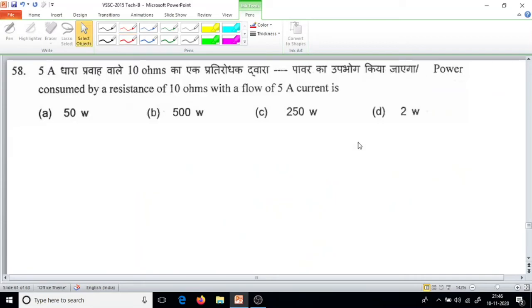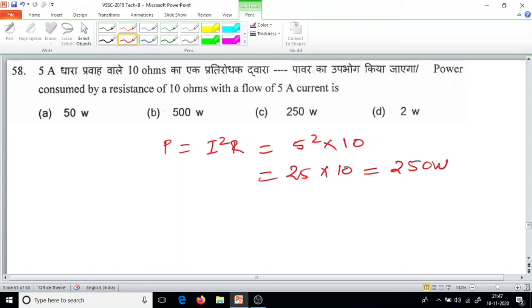Question number 58. Power consumed by a resistance of 10 ohms with a flow of 5 amp current is. This is a very easy question. P is equal to I square R. So I equal to 5 amps, 5 square into R, that is 10 ohms. 25 multiplied by 10, that is 250 watt. So the answer is option C.